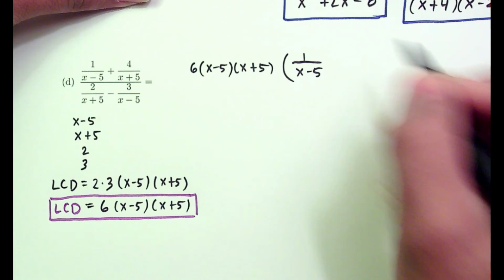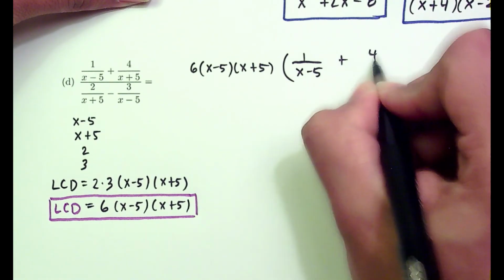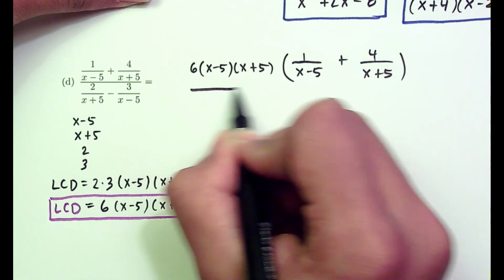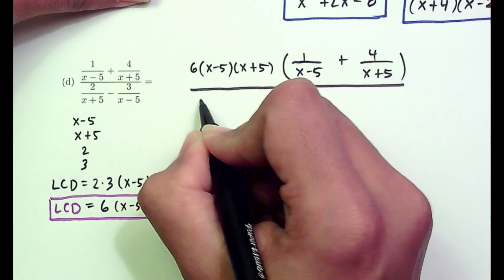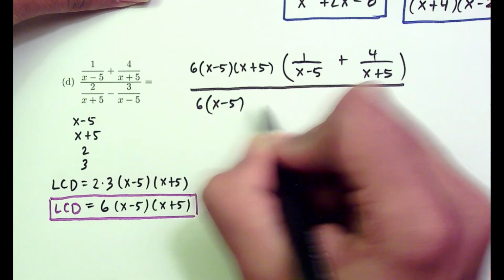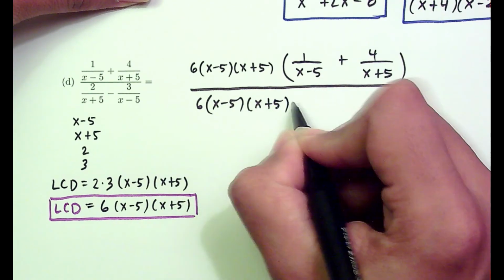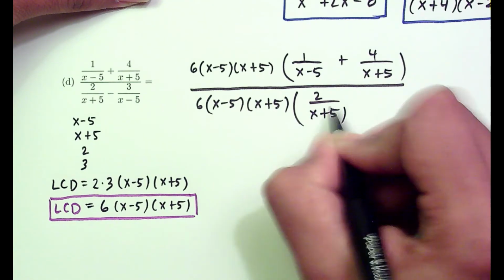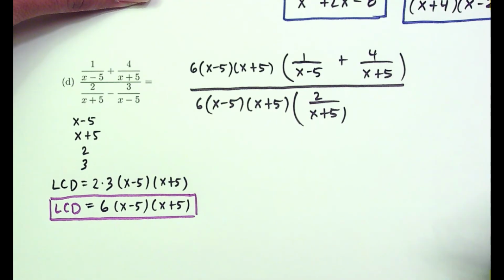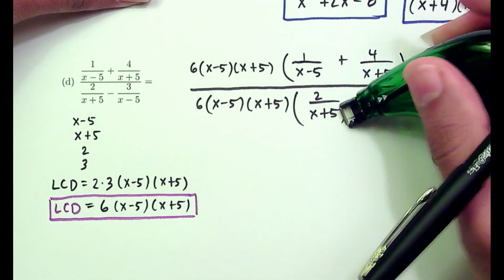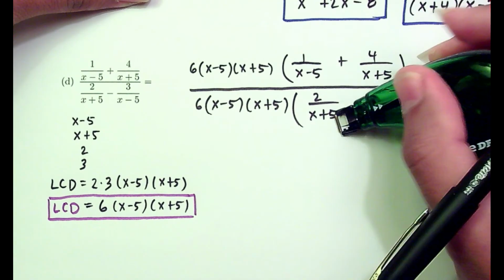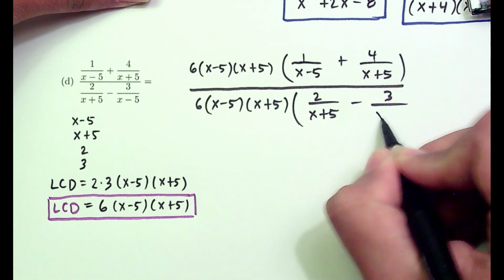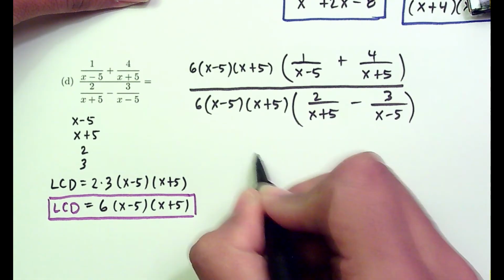(x - 1) over (x - 5) plus 4 over (x + 5), all that over 6(x - 5)(x + 5), and then this is 2 over (x + 5), oops, minus 3 over (x - 5). Okay.